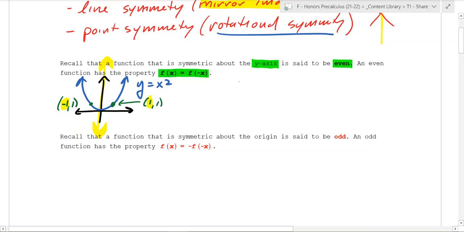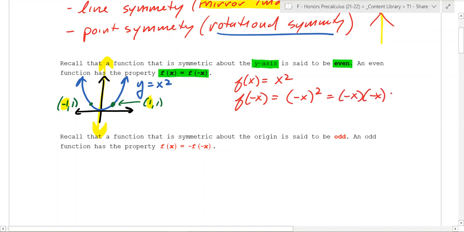So one way to show this is if f of x is equal to x squared, then f of negative x is equal to negative x squared, but negative x squared is negative x times negative x. A negative times a negative is a positive. So in this case, plugging in negative x results in the same function on the output. So again, it's symmetric about the y-axis. It's called an even function, and it has the property that you plug in negative x and you get out the same function.